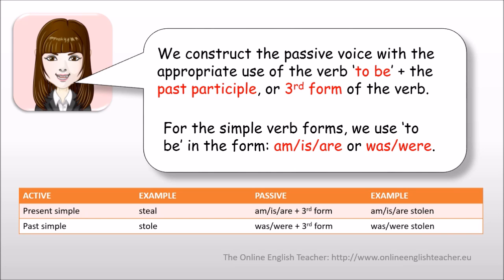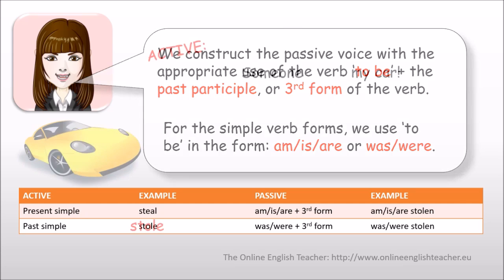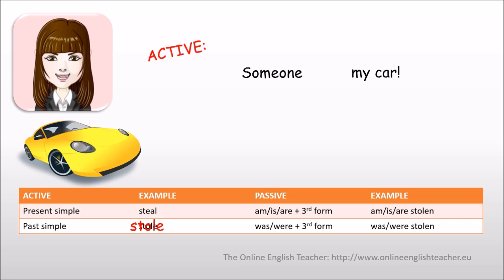In this example, we're looking at present simple and past simple. We can use the verb to be for am, is, are in the present simple form and was or were in the past simple form. The main verb, in this case to steal, is used in the third form.